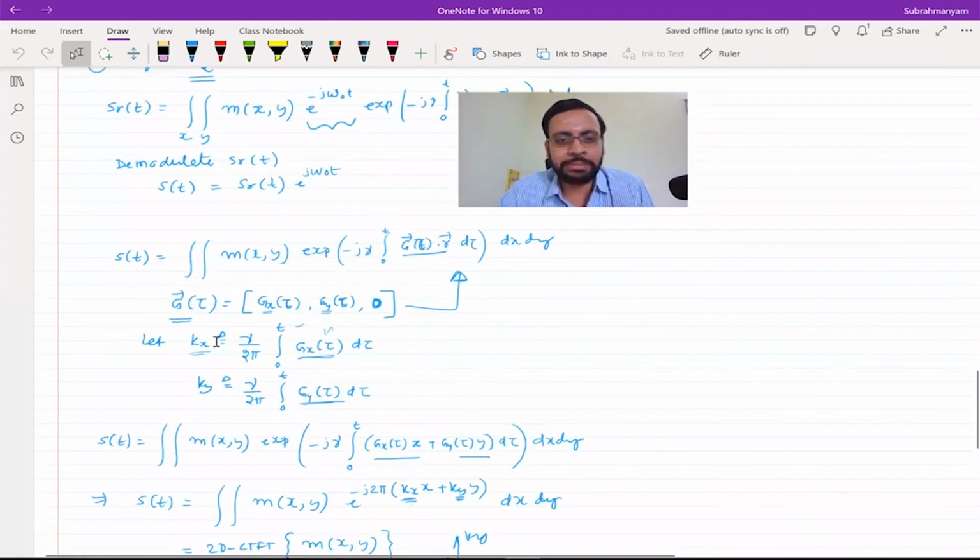kx, ky is nothing but gamma by 2 pi into the integral of g dt. This is what you have control over here. By varying the gradients in the x direction, you have control over kx. By varying gradients in the y direction, you have control over ky space. By varying gradients in the z direction, you have control over the slice over which you are going to get these kx and ky spaces. That's how you acquire the entire image.